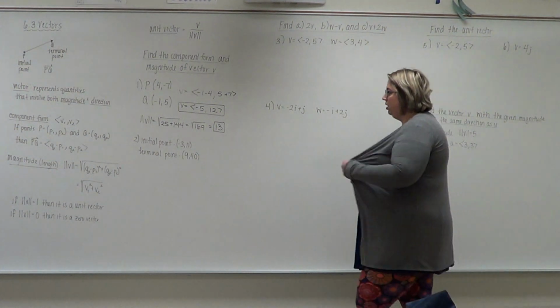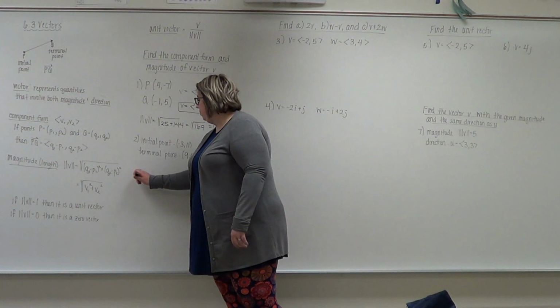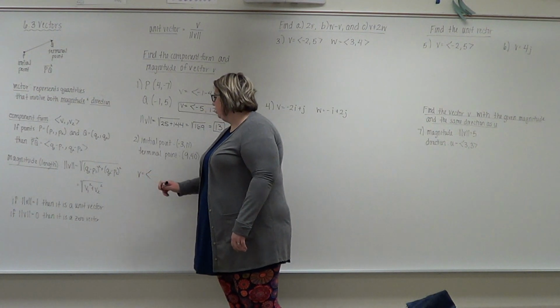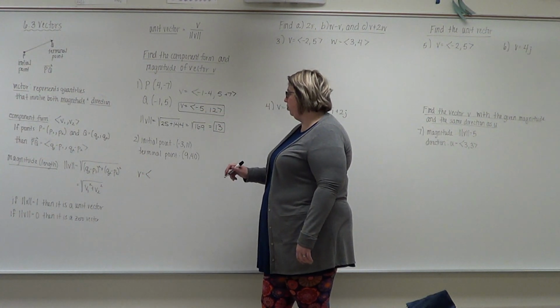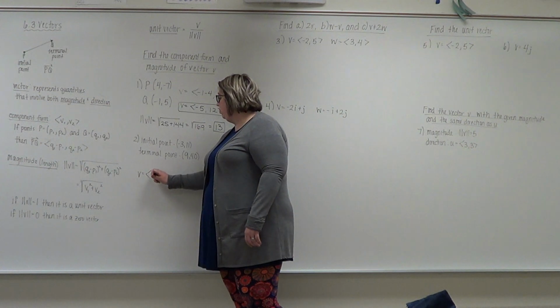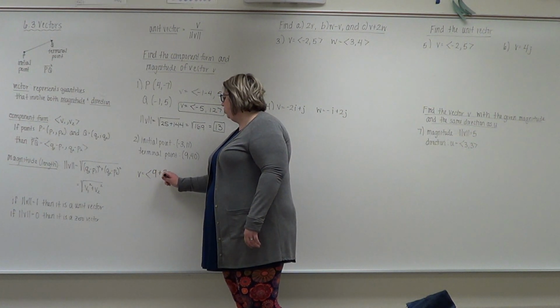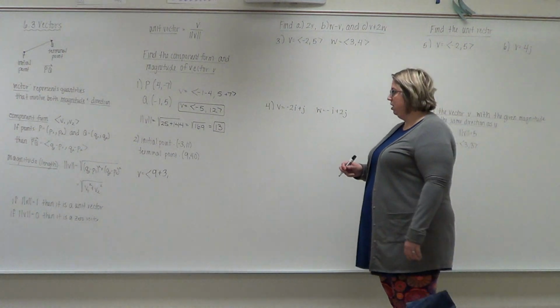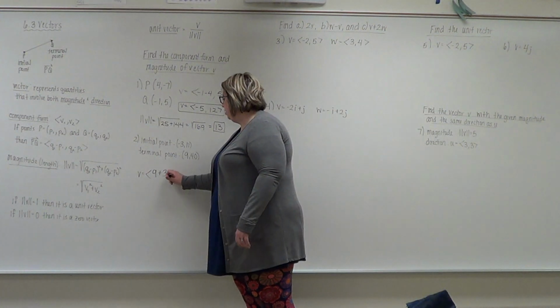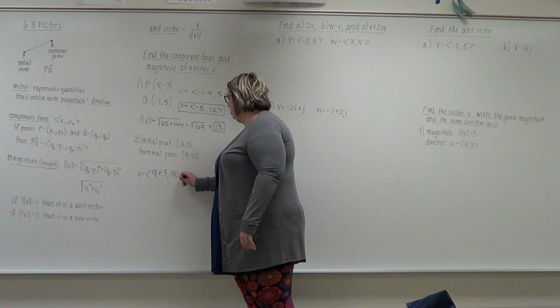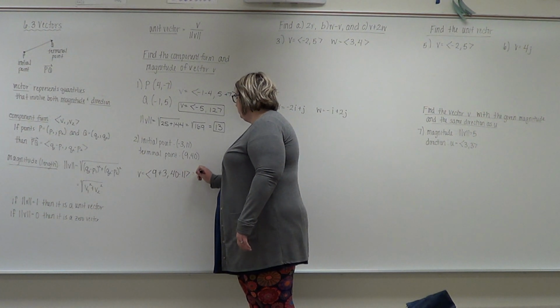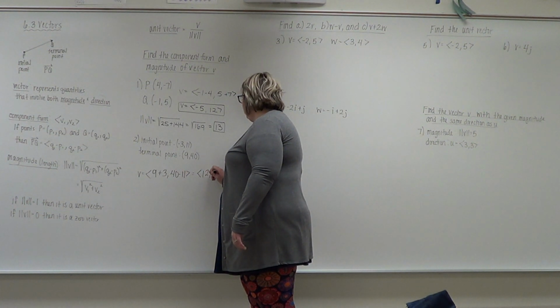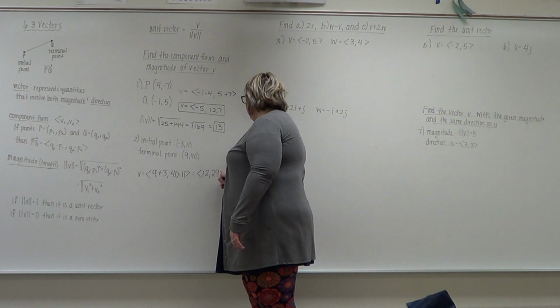Okay, so if I do the same thing on number 2, if I want to find my vector, now this one tells me initial and terminal. It's always terminal minus initial. So 9 minus -3, and then 40 minus 11. That means my vector would be <12, 29>.